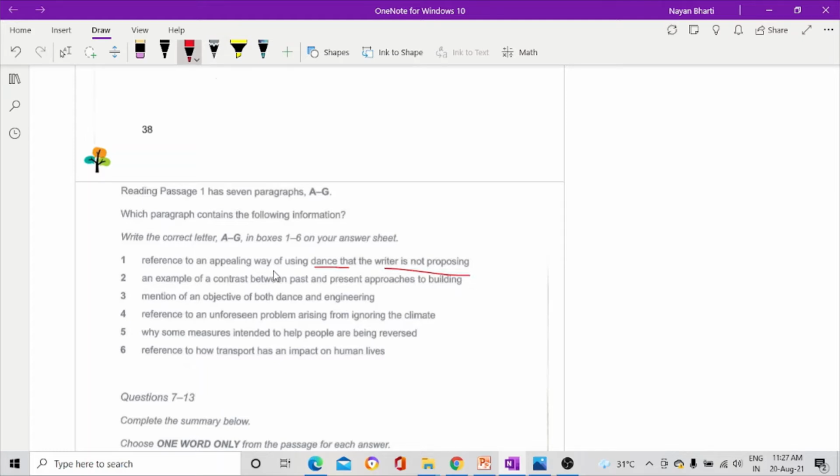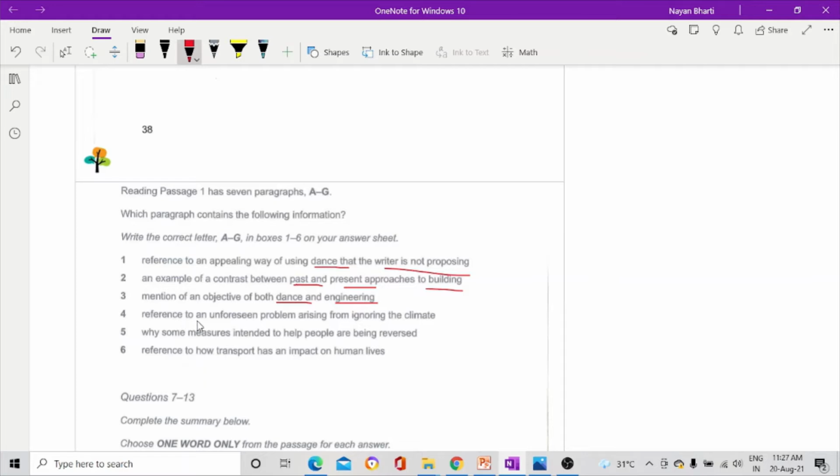Let's move to the second one. An example of a contrast between past and present approaches to building. Something related to approach, how construction used to be in the past and how it is in the present. That type of information should be present in the paragraph. Mention of an objective of both dance and engineering. In this paragraph, it's not only about dance or only about engineering, it's about the objective of both things. This paragraph should contain both things, dance and engineering.